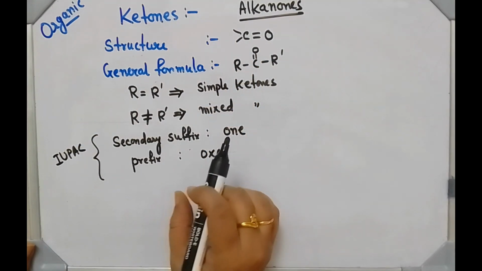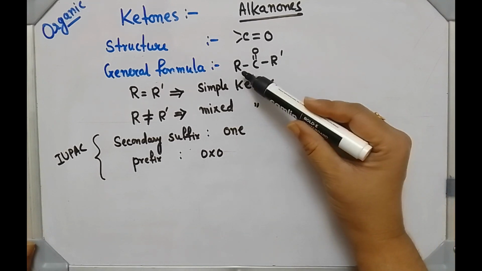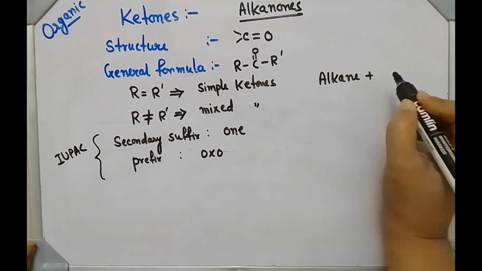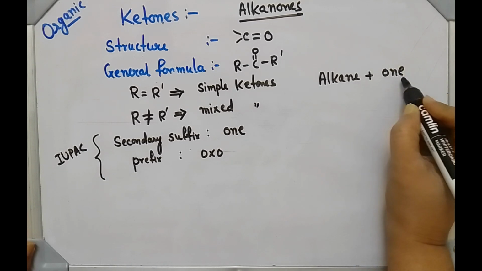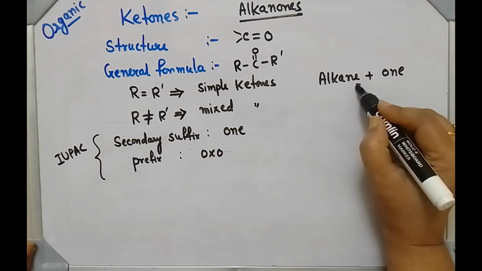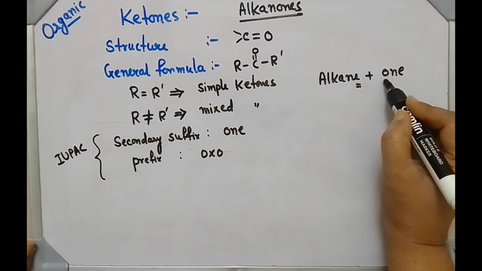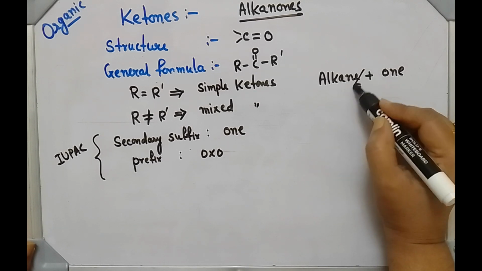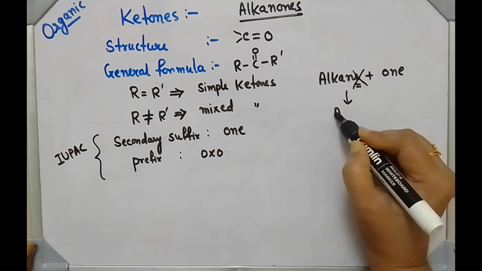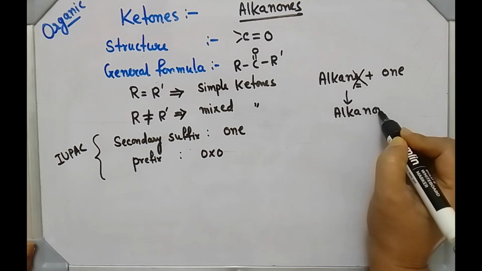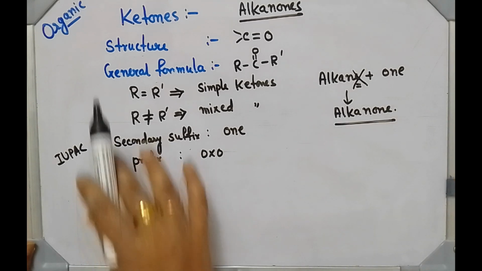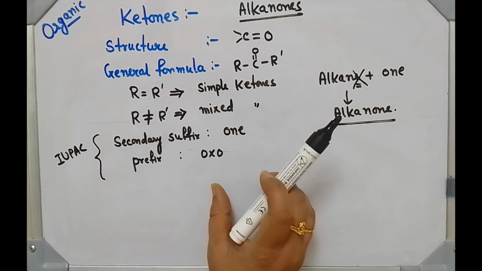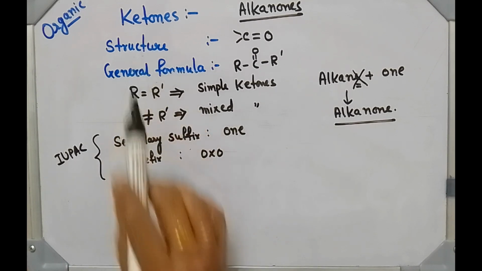Because when we write the IUPAC name, alkane plus -one, this is the secondary suffix. Now it is E, and the secondary suffix starts with the vowel O. If it starts with A, E, I, O, U or Y, then you have to drop this E. That means alkanone. So ketones are also called alkanones. Now we will see the IUPAC and common names of some compounds having this functional group.